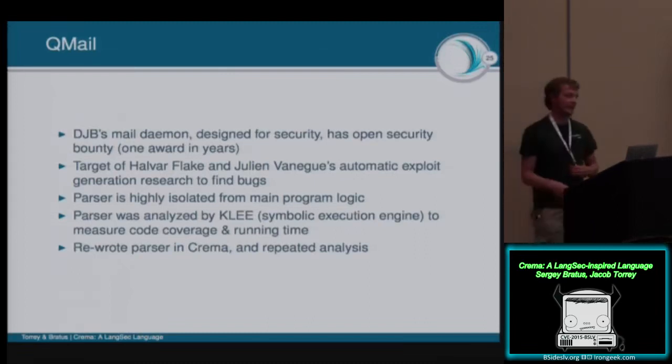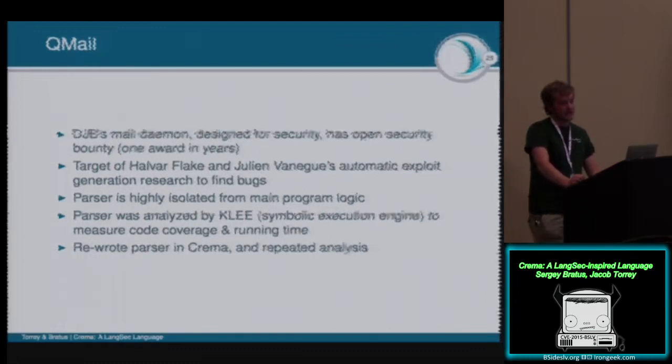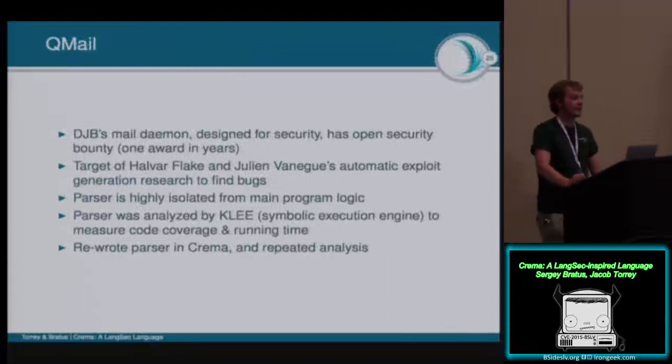DJB is generally considered a very competent programmer. He wrote a mail daemon called QMail, which was designed for security, and I think it's one of the first bug bounties I've seen. He basically said, I'll pay out of my own pocket, kind of like Donald Knuth did if you find a typo in his book. He said, I'll pay you some amount of money if you find a bug in it. He's had this open for years, and there's been one award, which was fairly minor. And so it's been generally standing the test of time.